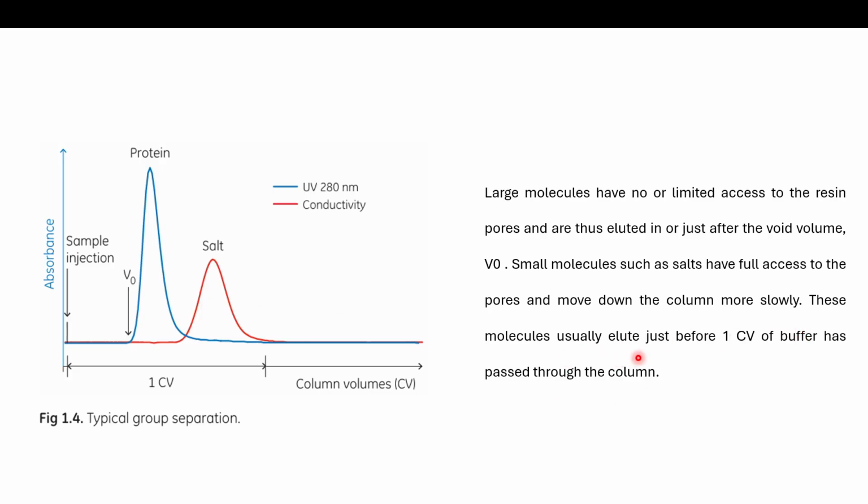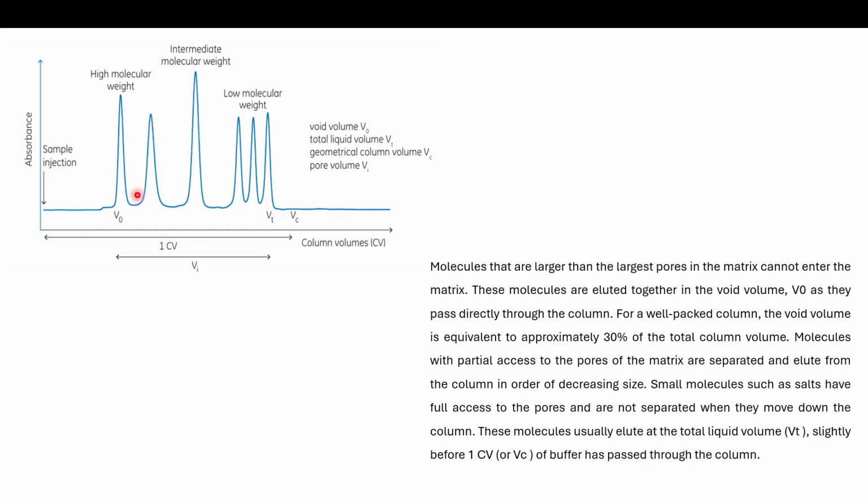So these molecules usually elute just before 1 CV of buffer. 1 CV means one column volume of buffer has passed through the column. And this is the column volume versus absorbance graph, which you actually see and monitor to check if your protein has eluted or not. And this is basically the same thing that is being shown here.